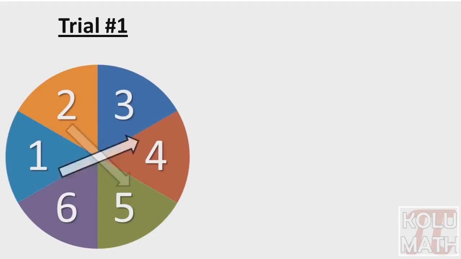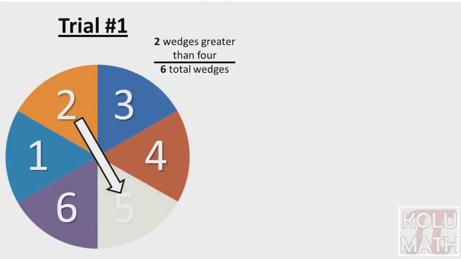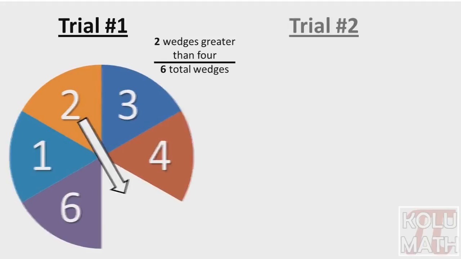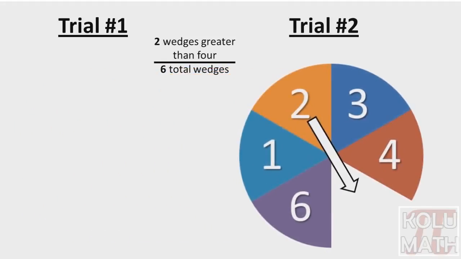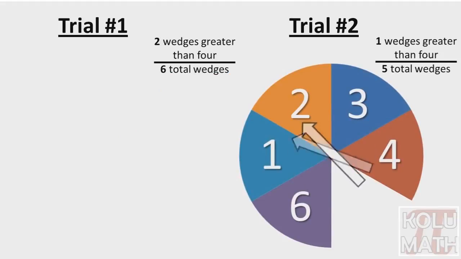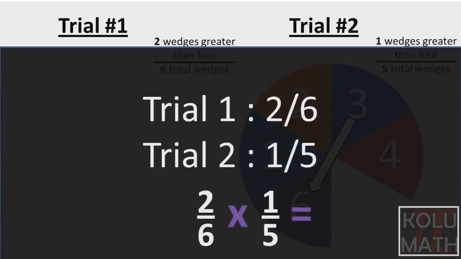So on spin 1, I'm going to spin the spinner and hypothetically land on either 5 or 6. One of those will be removed. And we'll get over to trial 2 and we'll spin. And now, since there's only 1 that will make us happy out of 5 total wedges, we'll take those 2 numbers and multiply them together.